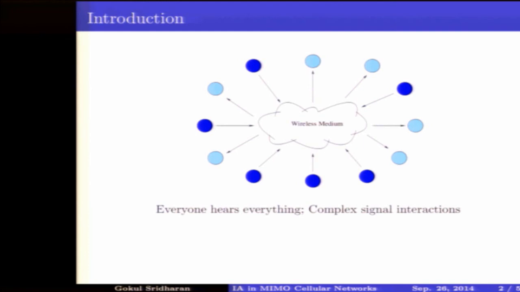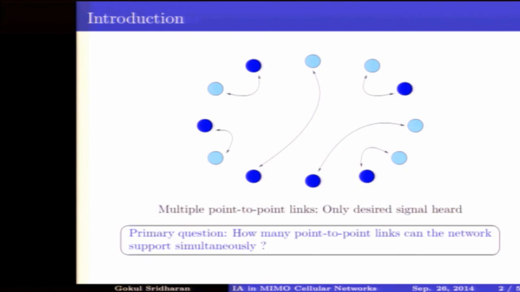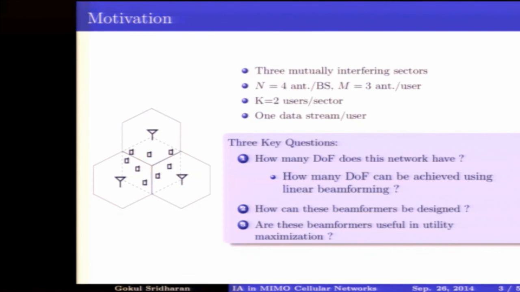So you have the wireless medium, and it's broadcast in nature. Everyone hears everything else, and there are going to be complex signal interactions in it. And we would like to know how many point-to-point links this network can simultaneously support. So you can think of it as decomposing this into multiple sets of point-to-point links, right? And the question is, how many point-to-point links can the network carry? And why are we interested in this question?